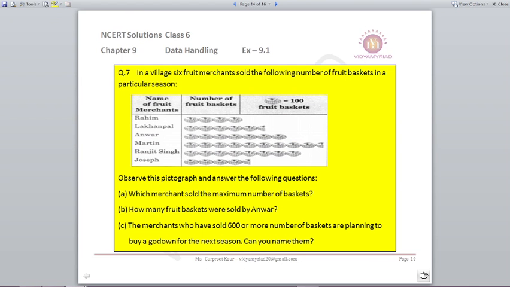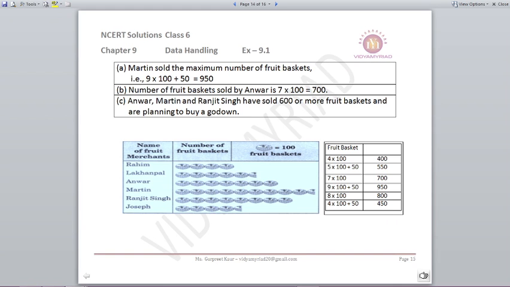Next, let us see the merchants who have sold 600 or more baskets are planning to buy a godown for the next season. Can you name them? Now 600 and more we have to find out. So Rahim is there? No. Lakhanpal will also not come. And last Joseph will also not come. So what are the names? Anwar, Martin and Ranjit Singh. They have sold more than 600 fruit baskets and are planning to buy a godown.